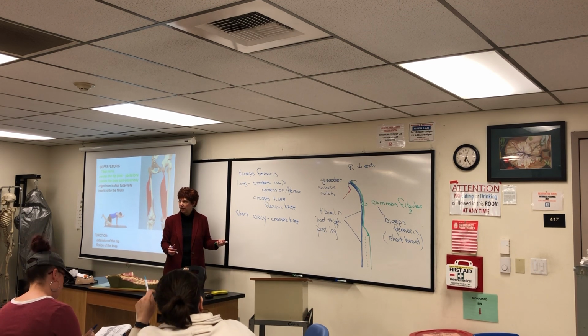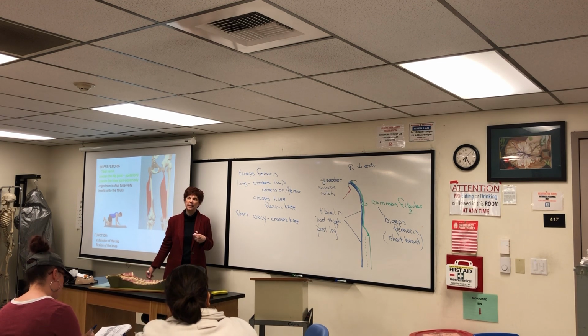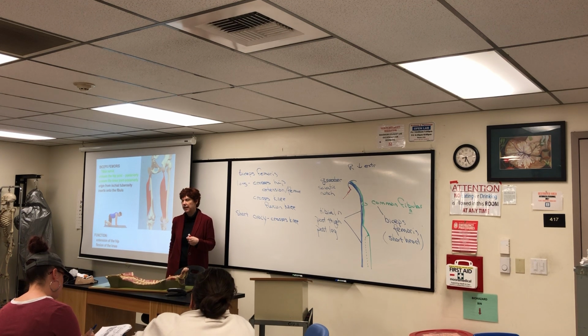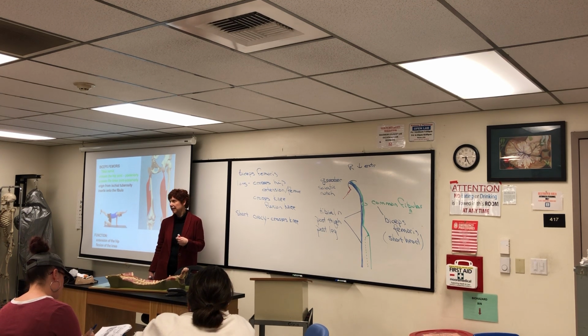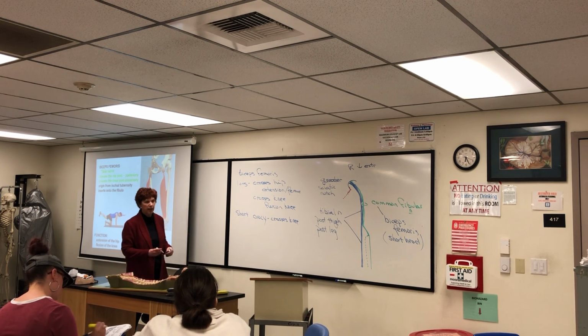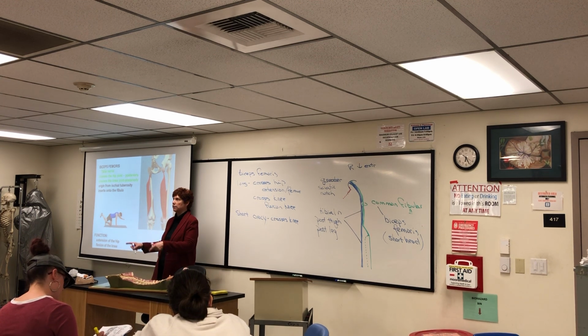So if we lose the tibial nerve, we're still going to be able to cross the knee. If we lose the tibial nerve, we're still going to be able to flex the knee. Cross the hip, extend the hip. We're still going to be able to flex the knee because we have other muscles that do that with other nerves. Okay.